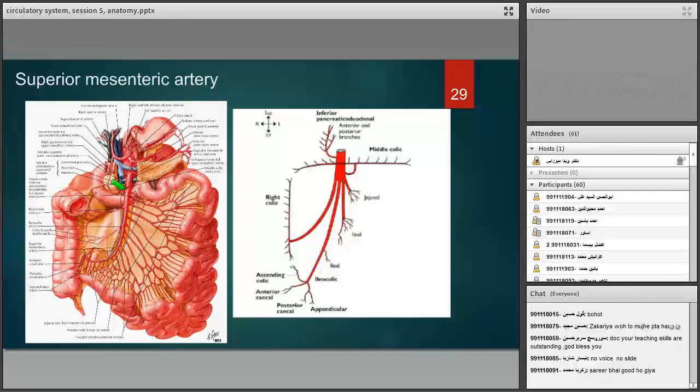Okay? Listen, please. Most of the branches of the superior mesenteric artery are deriving from the left side of this artery. They are jejunal and ileal branches.